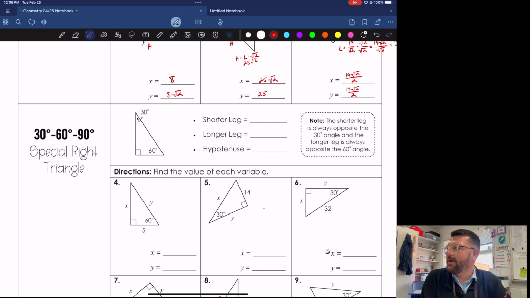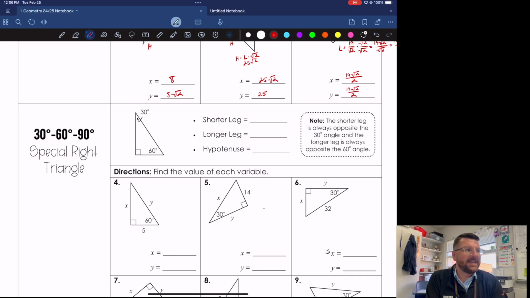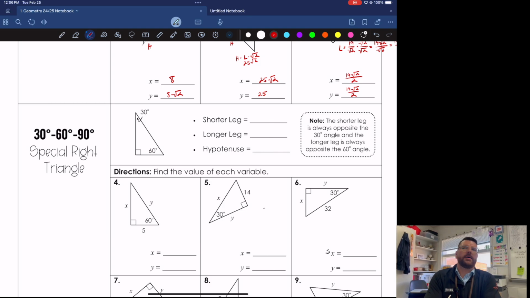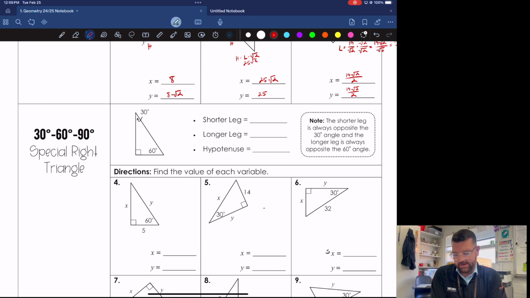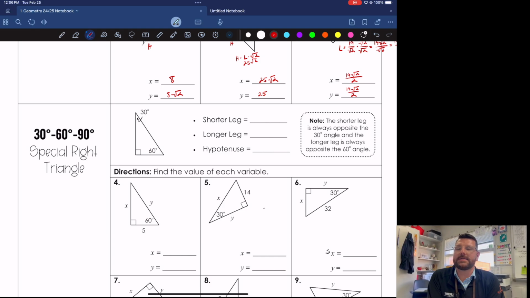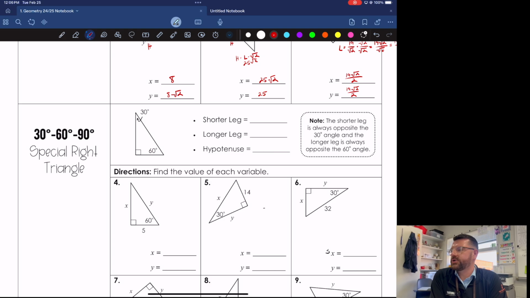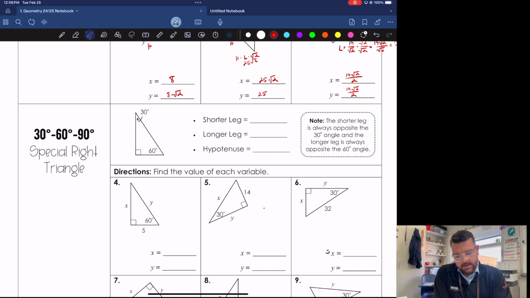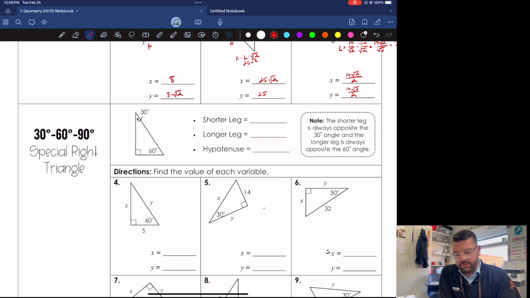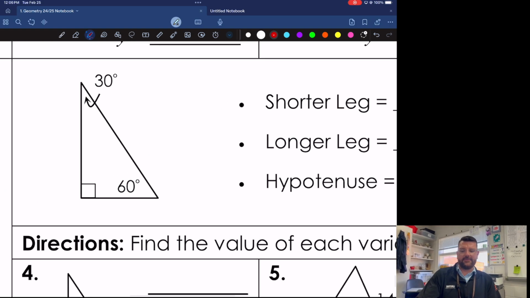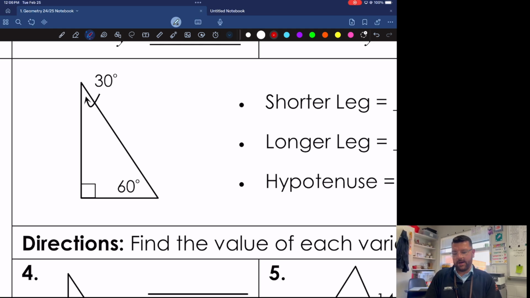Today, we're going to pick up our lesson with 30, 60, 90 triangles. They are special right triangles, which means that there is a special way that we can solve for the missing sides. These are our notes from yesterday that you should have kept up with. The very first thing that we're going to do on 30, 60, 90 is the very first thing that we did with our 45, 45 degree triangles, and that is identify the hypotenuse.